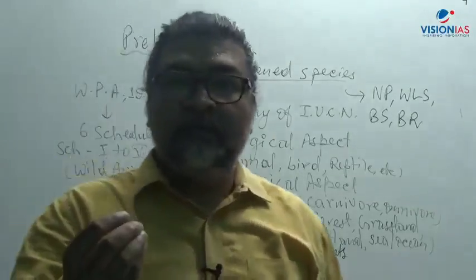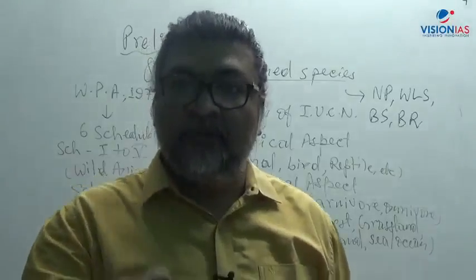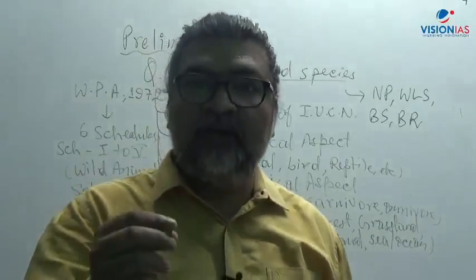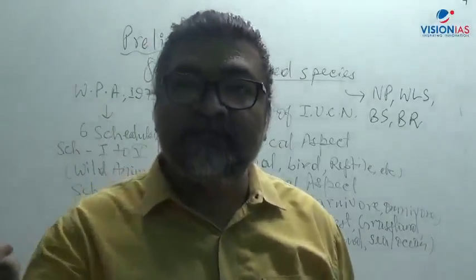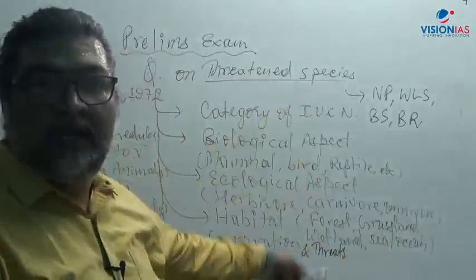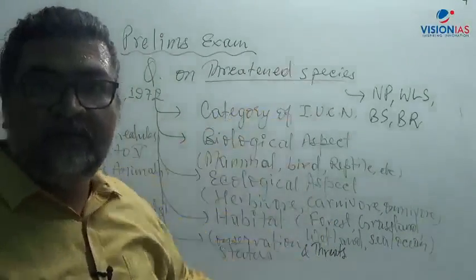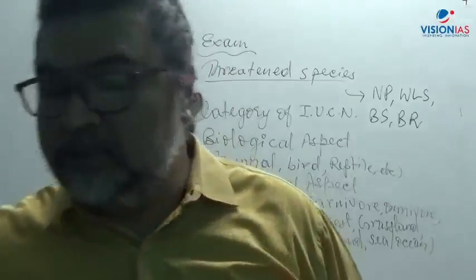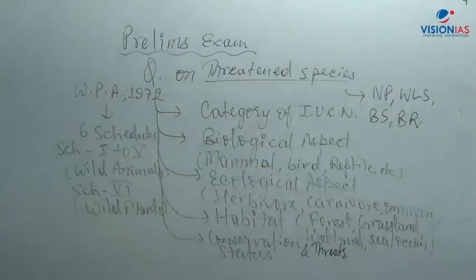Now we will take some examples. We'll take a few examples, and we'll have a KBC: Kaun Banega Civil Servant, based on the idea I have given. Is it clear? So we'll have some sample exercise here in the classroom. Is it clear, everybody? So what do you have to know from a threatened species?